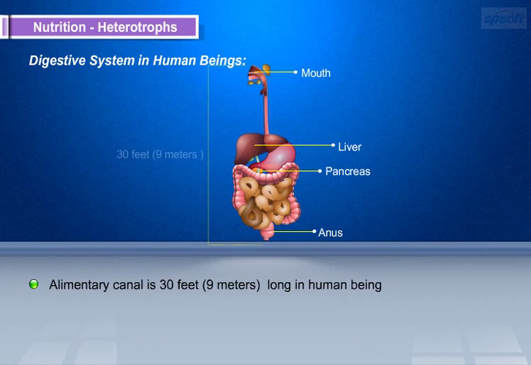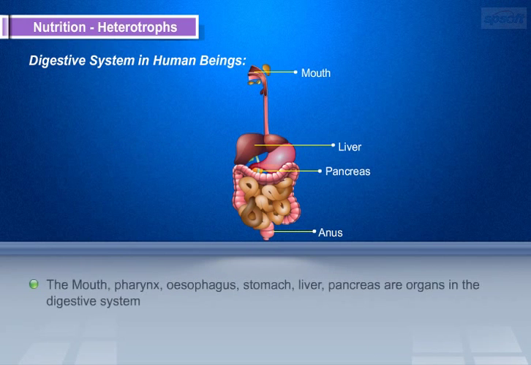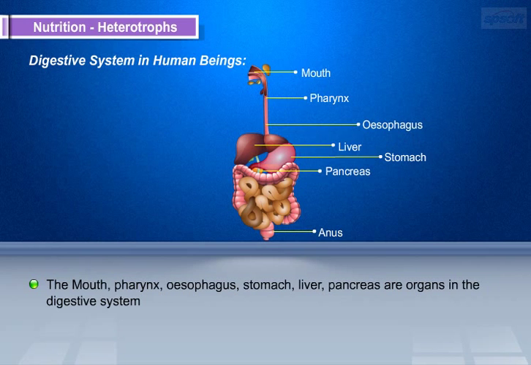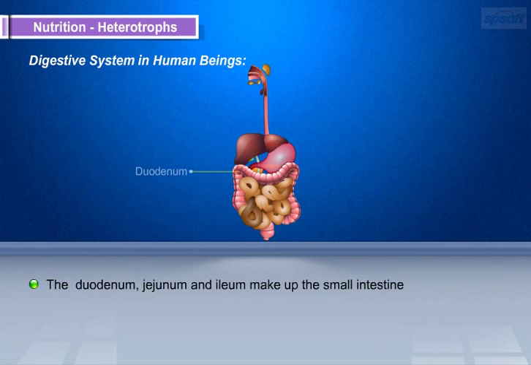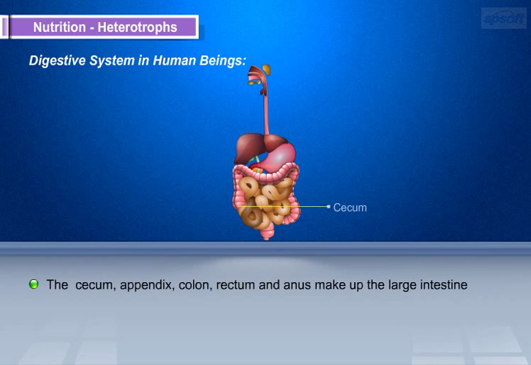The alimentary canal is 30 feet, 9 meters, long in human beings. The mouth, pharynx, esophagus, stomach, liver and pancreas are organs in the digestive system. The duodenum, jejunum and ileum make up the small intestine. The cecum, appendix, colon, rectum and anus make up the large intestine.